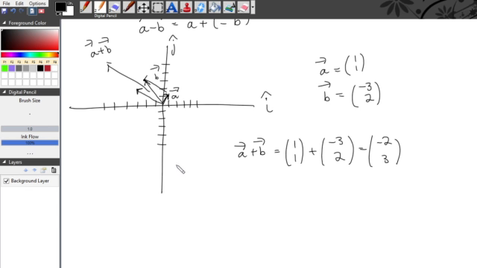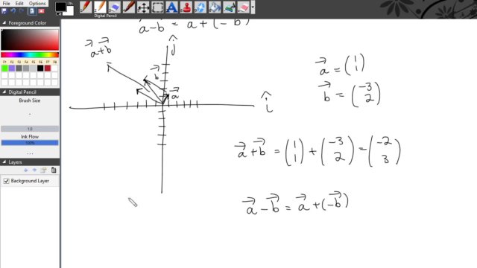Now what if we wanted to do A minus B? Well, I said earlier that A minus B. Oh, and by the way, this is so the coordinates check out. So this is -2, 3. Okay, anyways, back to what I was saying. A minus B can be written as A plus -B.